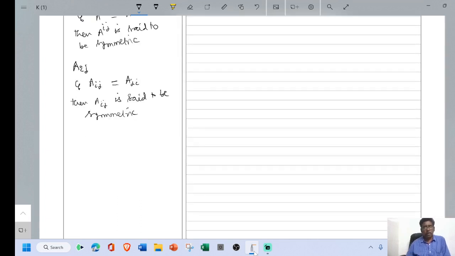Suppose a mixed tensor is taken, Aij^l. In this mixed tensor, if we interchange the two indices i and j, we get Aji^l. If Aij^l equals Aji^l, then Aij^l is said to be symmetric.